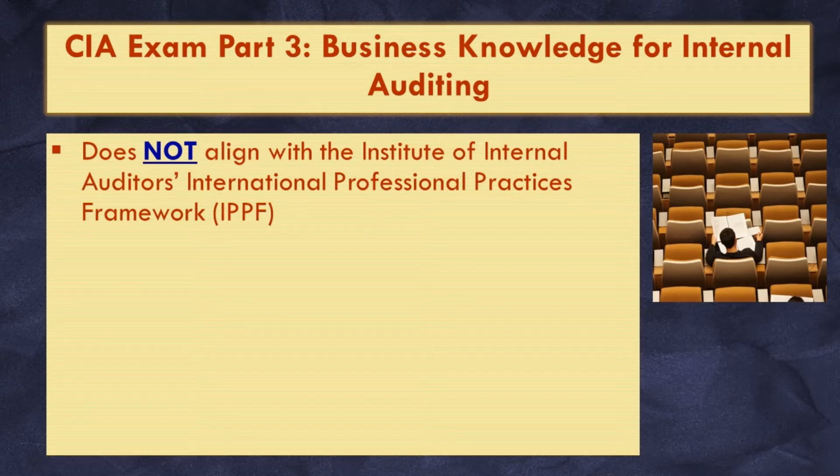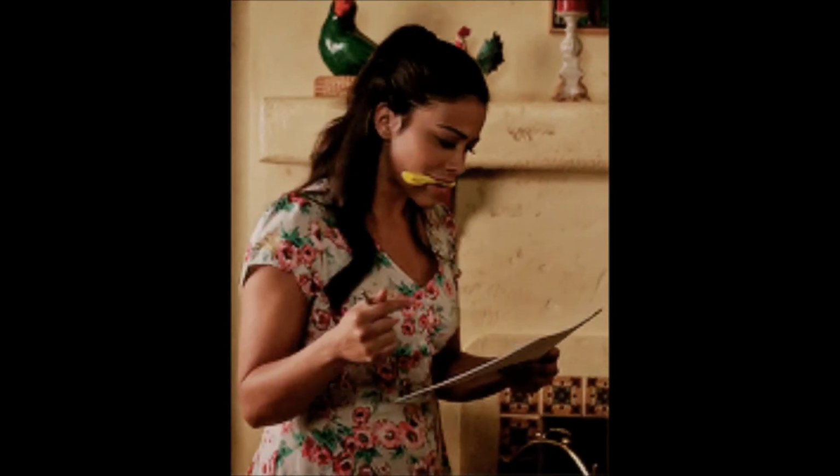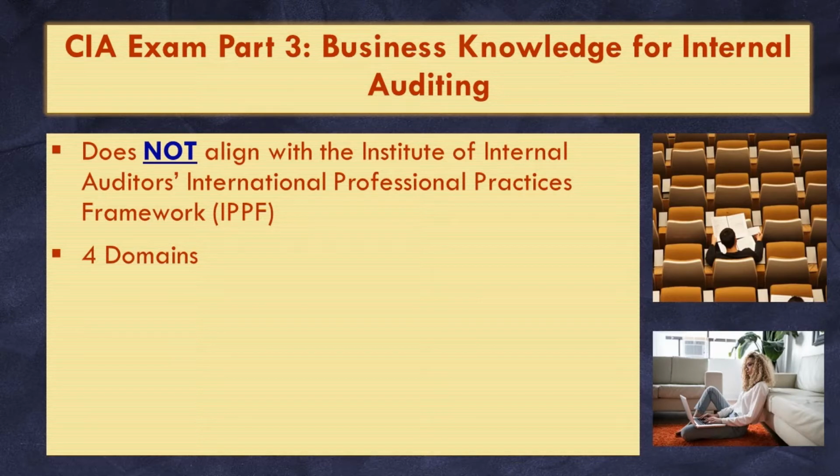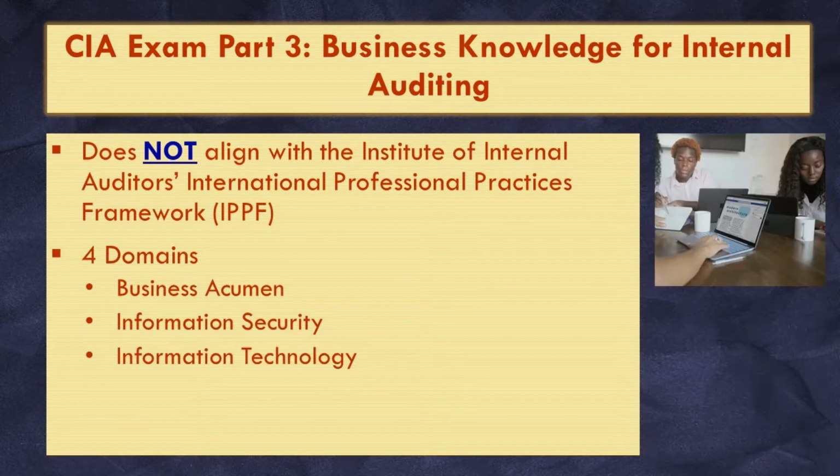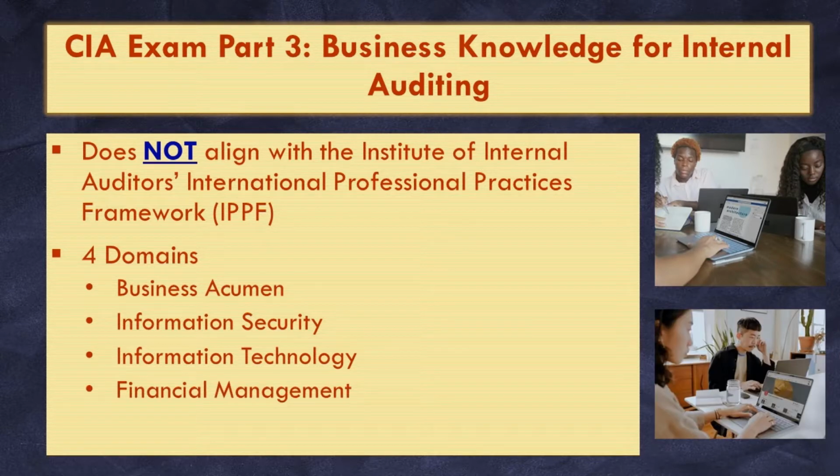Unlike parts 1 and 2, the CIA exam part 3 does not align with the IIA's International Professional Practices Framework. So you do not need to review those to pass this part of the exam. It includes the following 4 domains: business acumen, information security, information technology, and financial management.